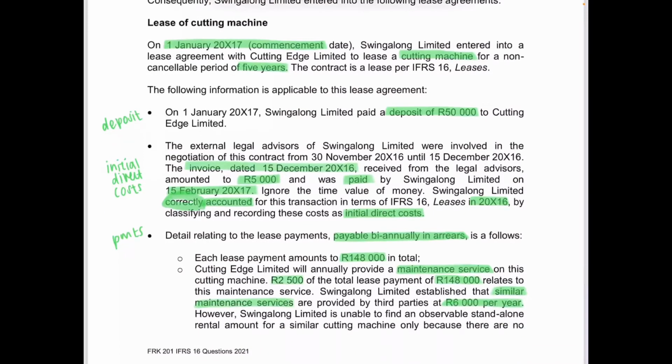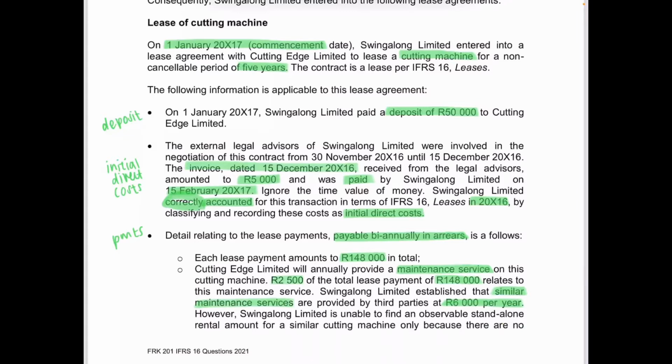Then also the external legal advisors of Swingalong Limited were involved in the negotiations of this contract from 30 November until 15 December 2016. The invoice dated 15 December 2016 received from the legal advisors amounted to 5,000 Rand and was paid by Swingalong Limited on 15 February 2017. So that is very important because 15 February 2017 is within the period we have to do the journals for.